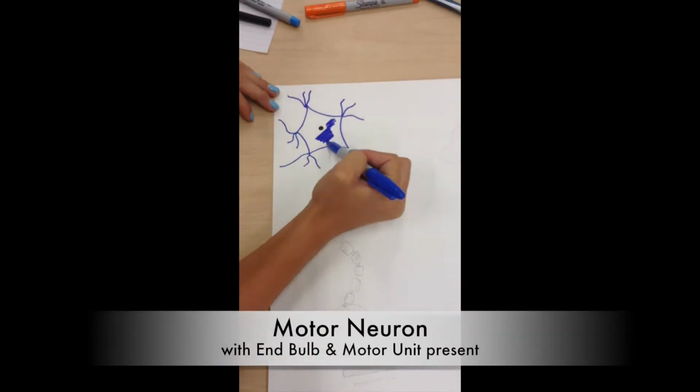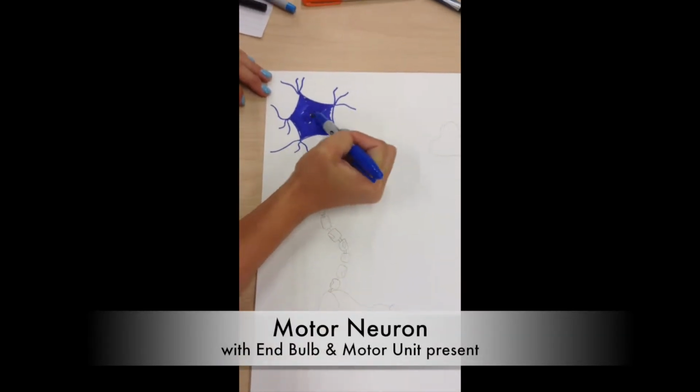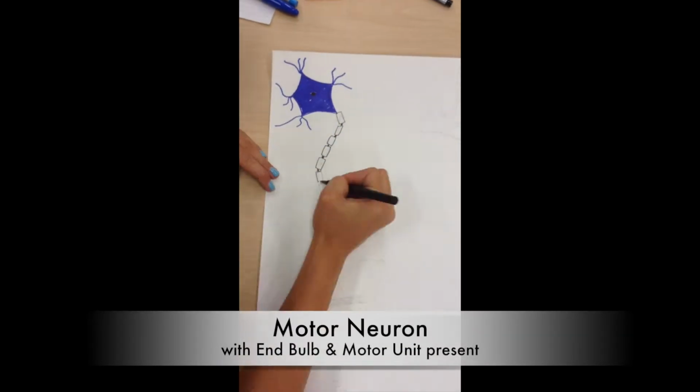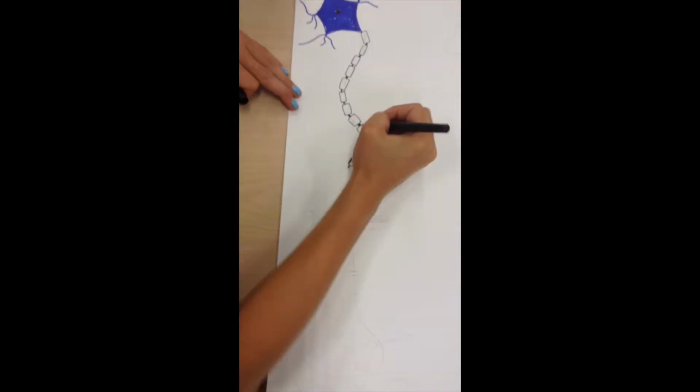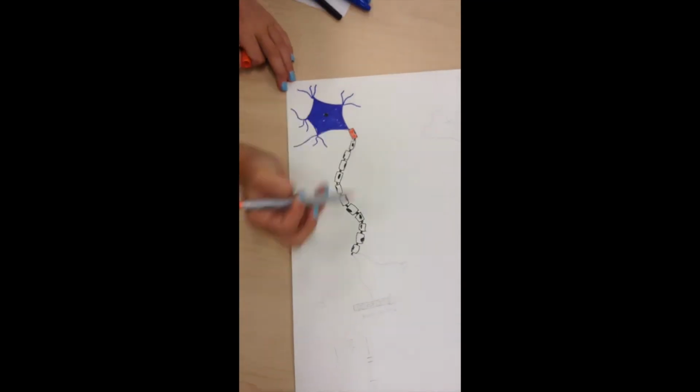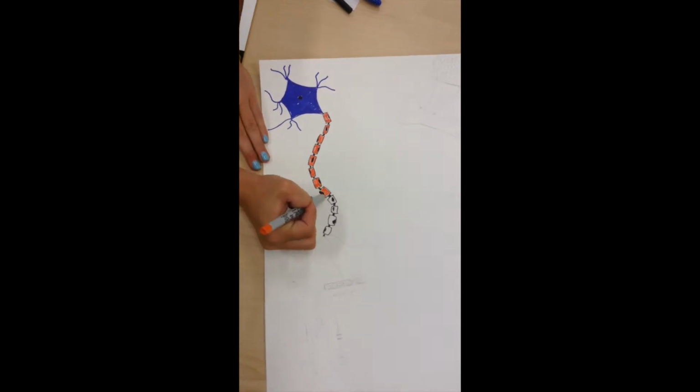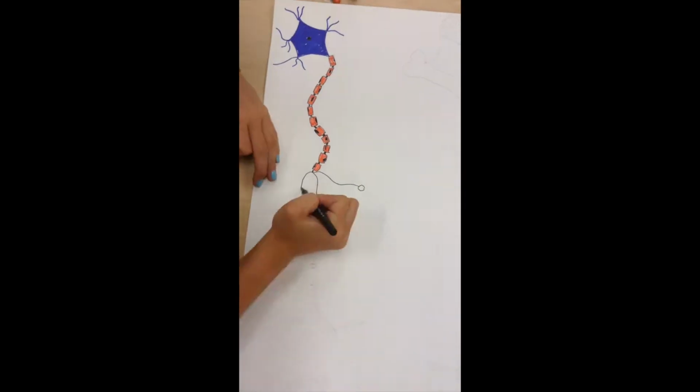To start the process by which a muscle contracts, we are starting here by drawing the somatic neuron shown in blue at the top and the nerve cell illustrated in orange, and lastly at the bottom we have a motor unit. A motor unit is where a nerve fiber and a muscle fiber are joined together.